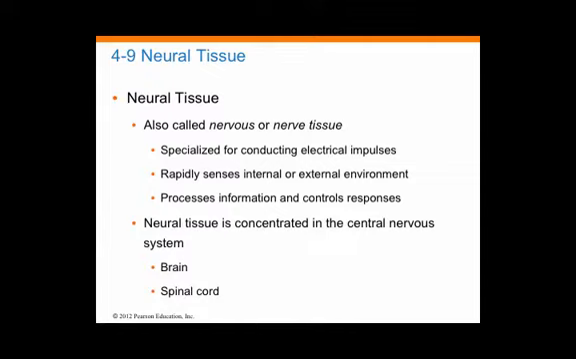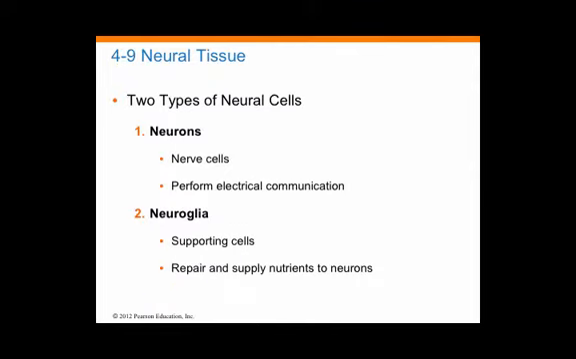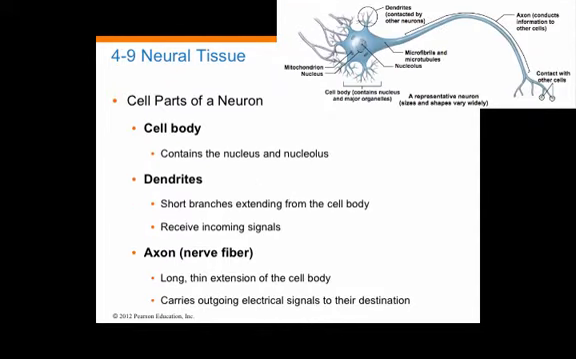Neural tissue is also called nervous tissue. It is specialized for conducting electrical impulses. It is concentrated in the central nervous system, or the brain and spinal cord, but also found in peripheral nerves in the peripheral nervous system. Neurons and neuroglia are the specialized cells of neural tissue. Neurons perform electrical communication, and neuroglia support them by repairing and supplying nutrients to the neurons. The neuron has a cell body, dendrites, and an axon.